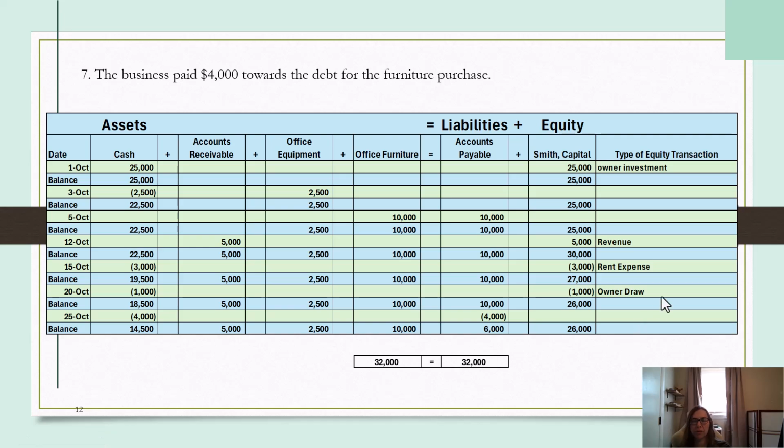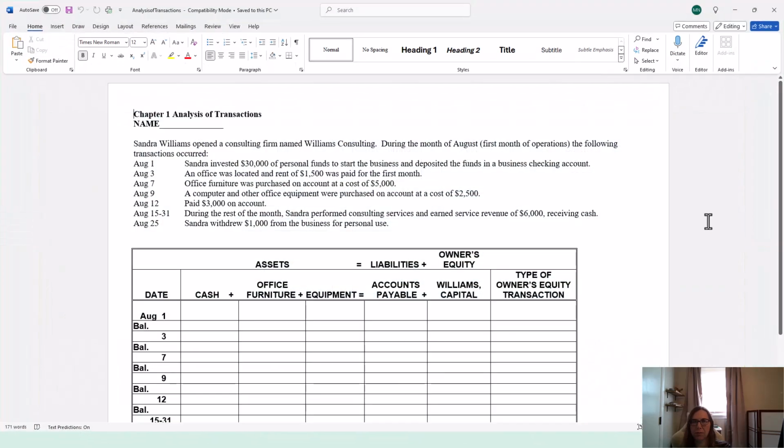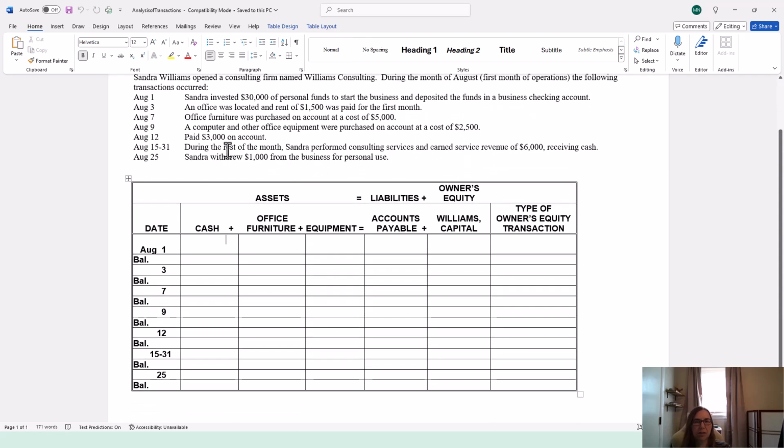So hopefully this helped you understand the equation. And what I'm going to do is on my website, I'm going to put up this example that I had left over from teaching. It's basically just some different transactions, very similar to what I just did. Basically what you would do is just look at the transactions and show how they would affect the equation. And then I'm also going to put up the answer key on a separate document so that you can check your work and see if you did it correctly.